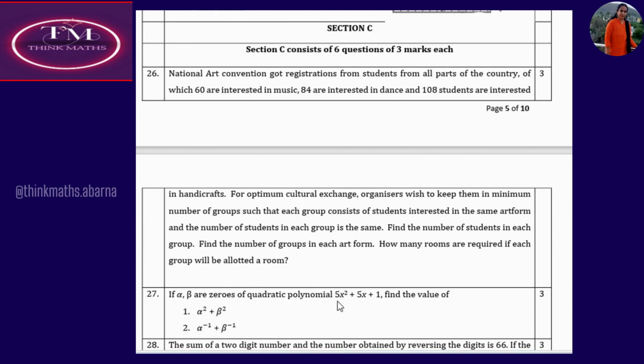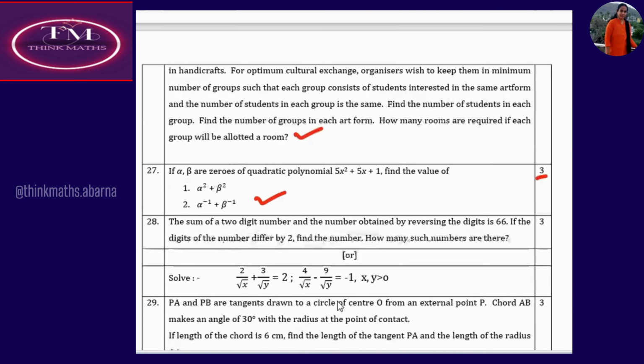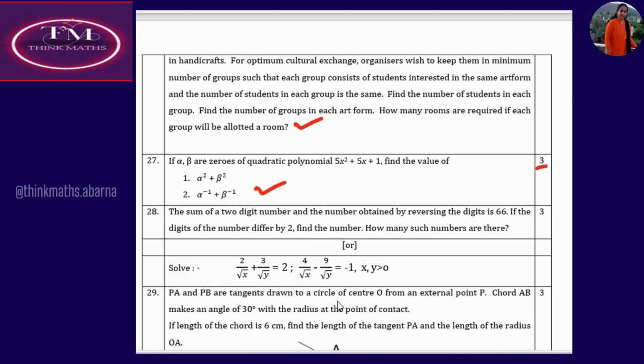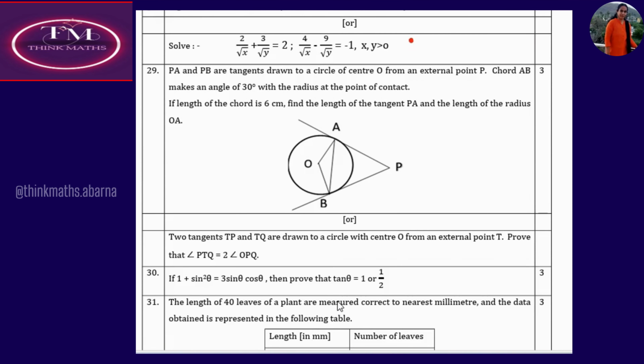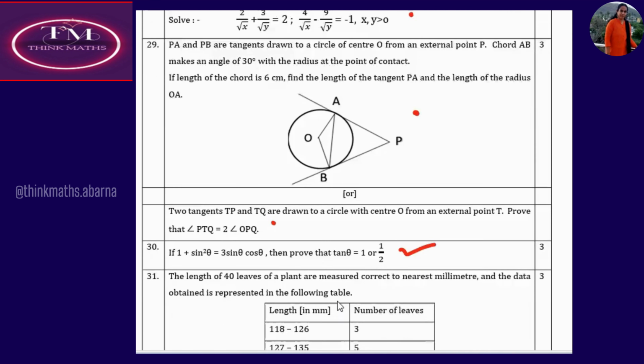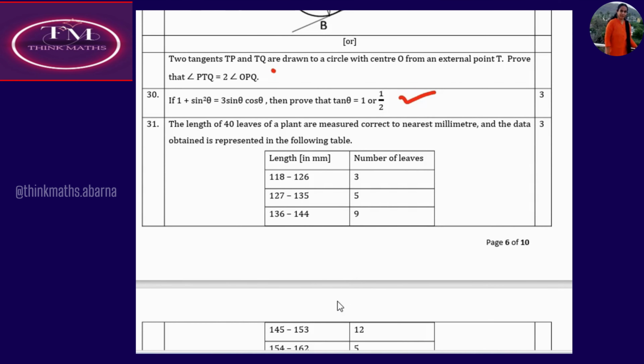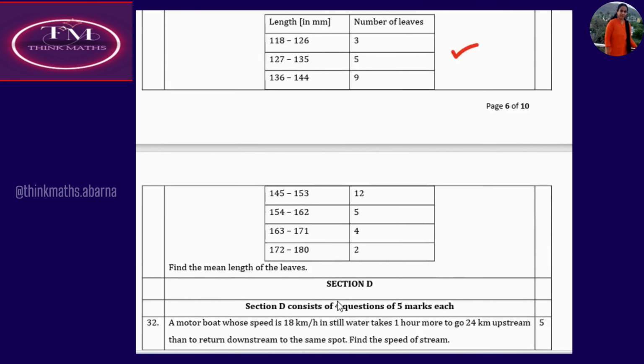In section C, you have 3 marks. So section C carries 3 marks. You have to answer 26 and 27. In 28, you have internal choice. Either you can answer 28 or this question. You have to answer 29, and in 29 also there is an internal choice. Either you can answer this question or this one. In 30, you have to answer this compulsorily. 31 is based on statistics, and you have to answer this compulsorily.